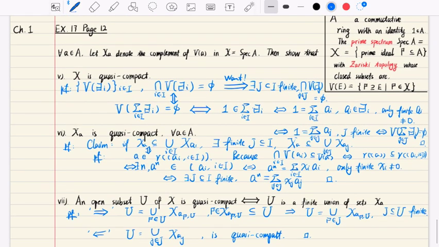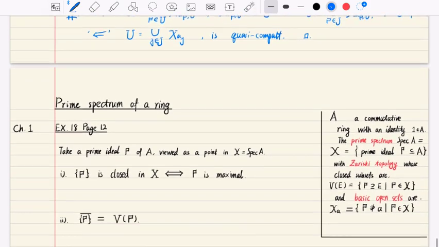We don't have much more to say about this exercise, since it is just about quasi-compact. But you need to remember, usually a spectrum should not be Hausdorff, because the T2 condition somehow is very strong. It is usually not correct. Okay.